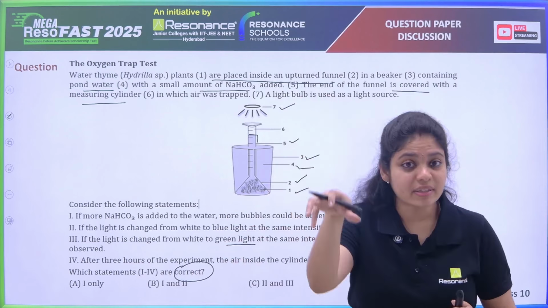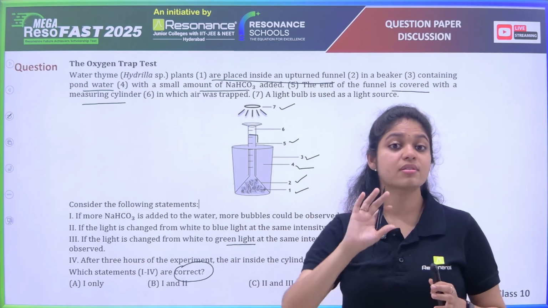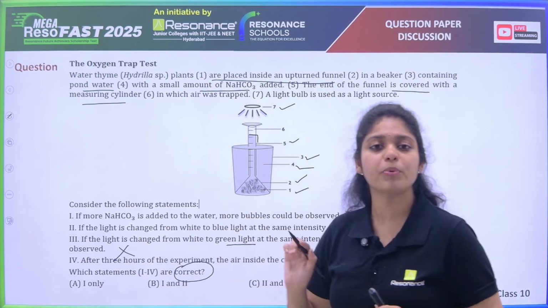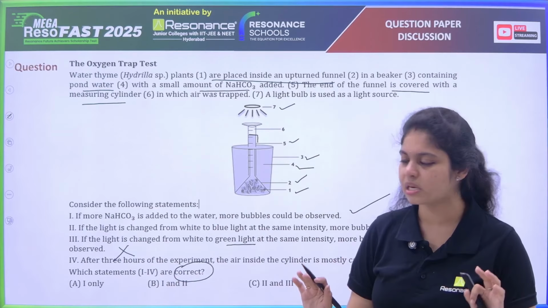So it will rather decrease the rate of photosynthesis than increase it. So there will be no production of the bubbles. So that is a wrong statement.